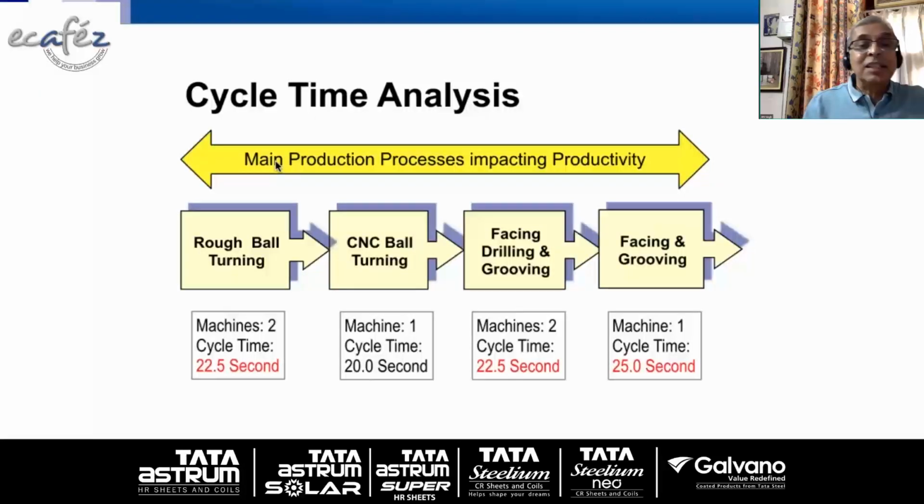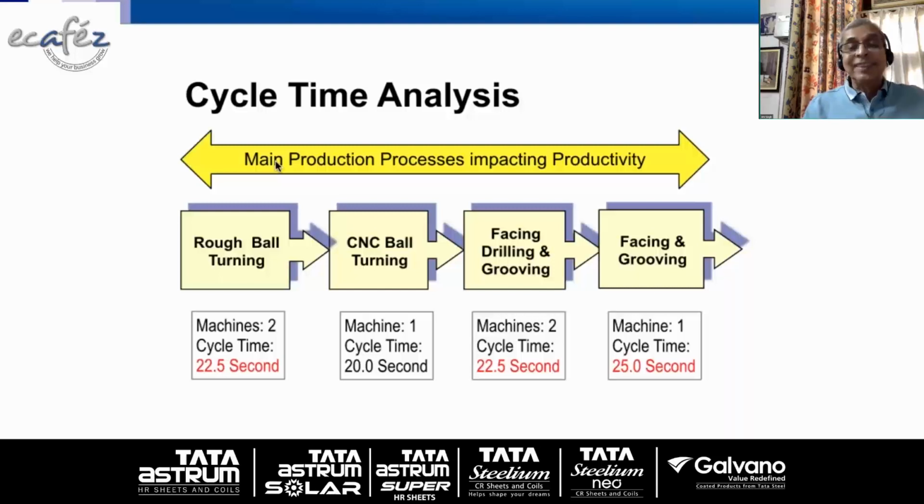So cycle time analysis is done. If you see the actual cycle time of all these, you will find the 4 are different: 22.5, 20, 22.5, and 25 seconds. It means all cannot produce what is needed.